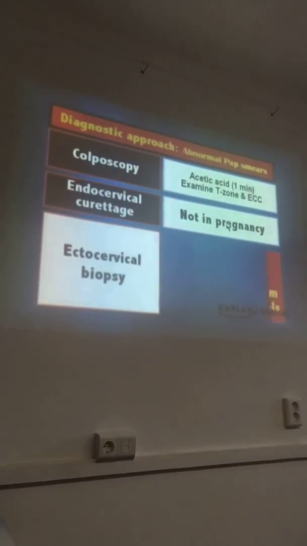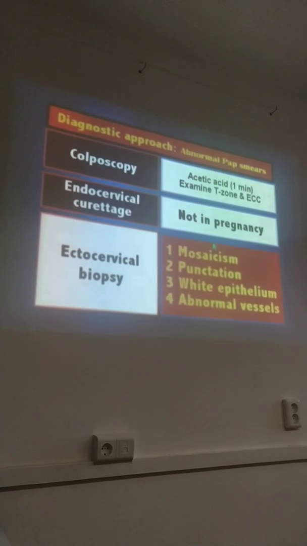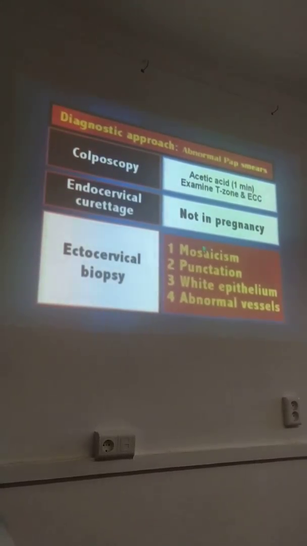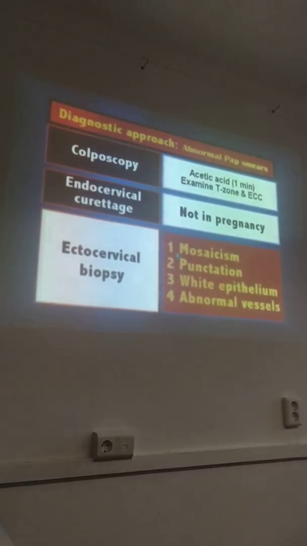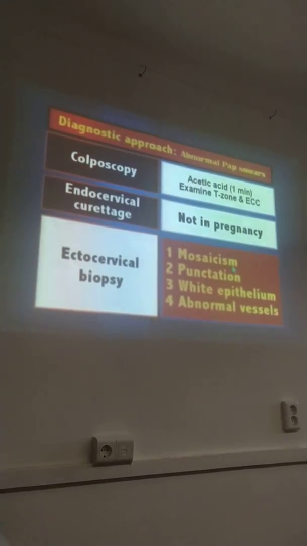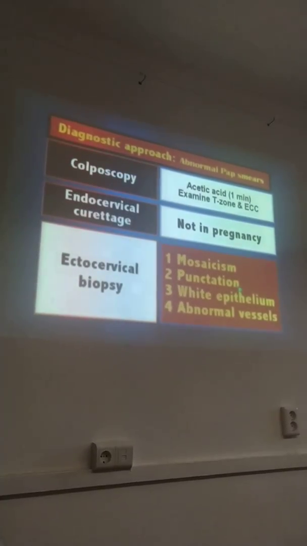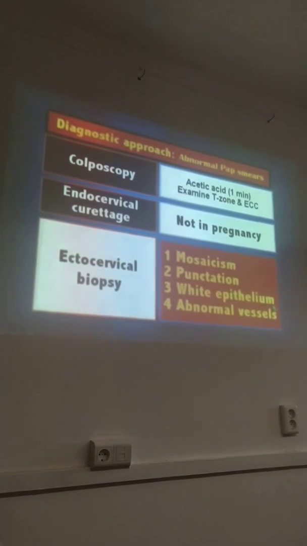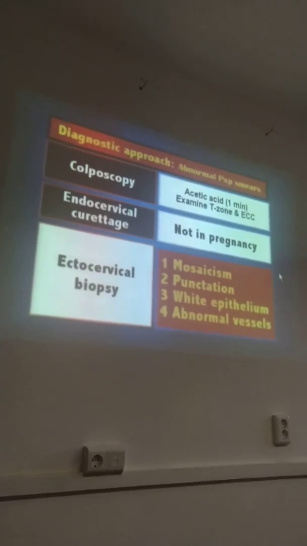Now for the ectocervical biopsy. There are four criteria for biopsy. If on the exo or ectocervix we see mosaicism, I'll show you a picture of that, if you see punctation, if you see white epithelium, if you see abnormal vessels, those are the areas you want to biopsy.